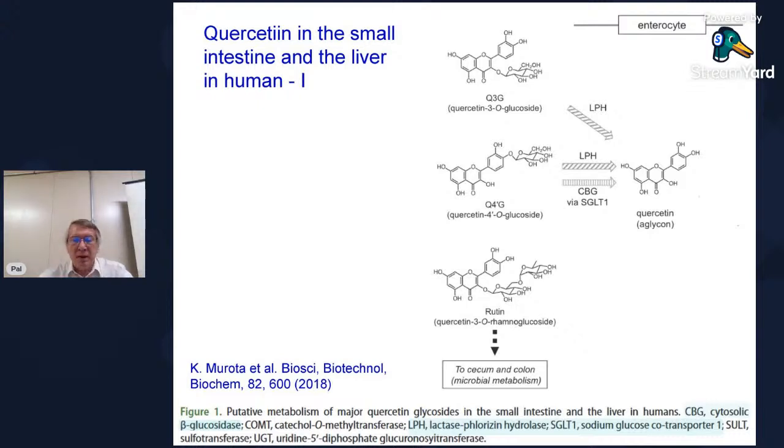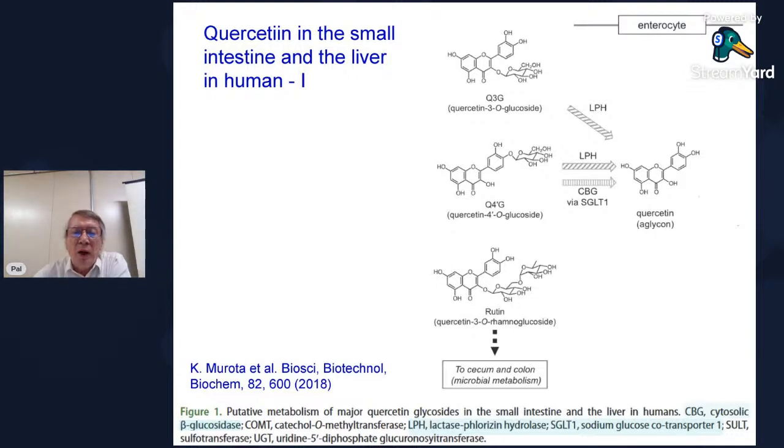Let's see now a particular example. What happens when a concrete, a particular flavonoid, for example, quercetin, gets into the body through the mouth? Quercetin, in its natural forms, exists as glycosides. The aglycone, the quercetin aglycone, is linked to sugar units. And this is the form in which quercetin gets into the gastrointestinal system.